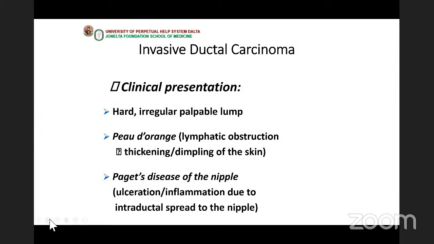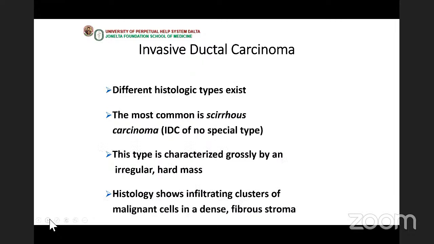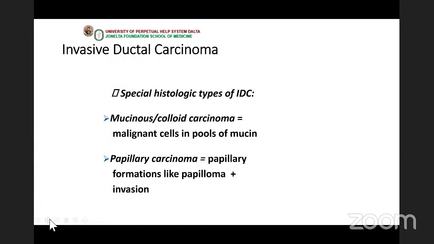There are different histologic types. Most common is your serous, okay? And these would show infiltrating clusters of malignant cells in a dense fibrous stroma. Okay? Other special types would be your mucinous, your papillary, etc.